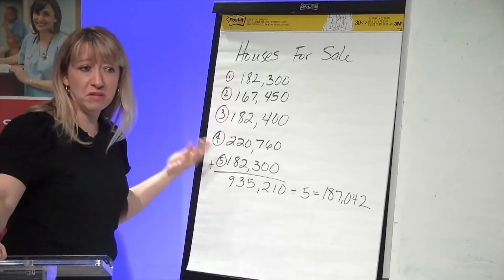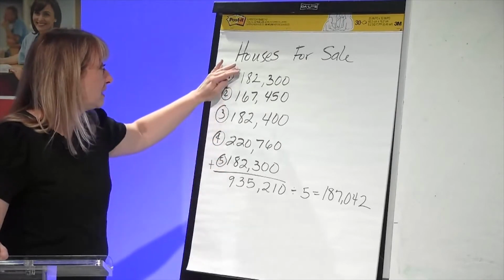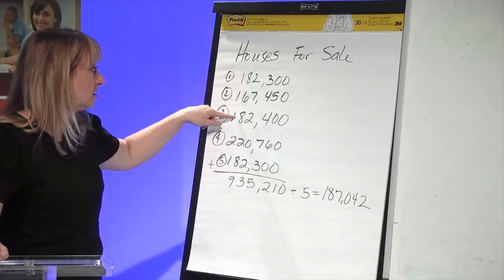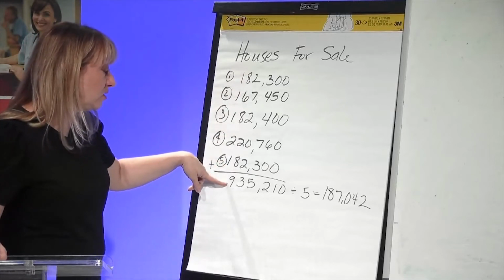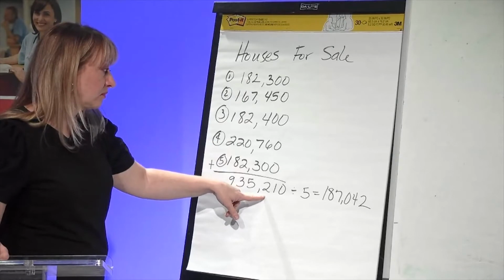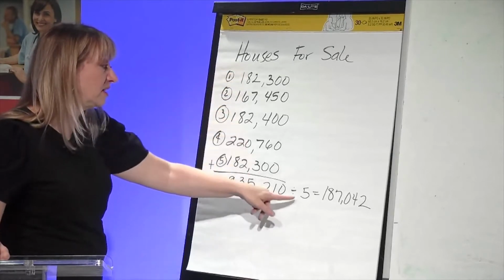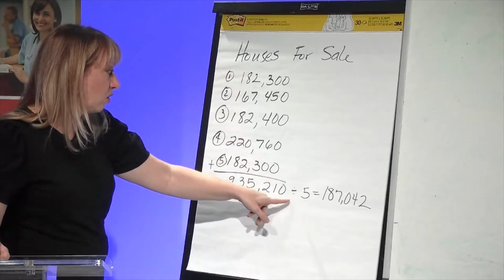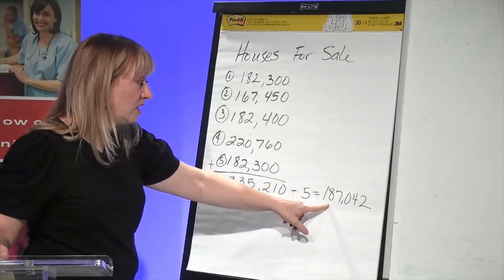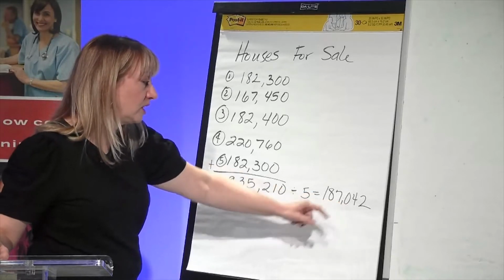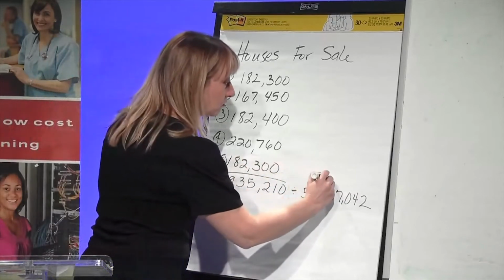If I want to find the mean or the average sale price, I would simply add these up. So you're going to add all 5 numbers, and that comes out to 935,210. Because I have 5 different prices, I'm going to divide by 5. So this number divided by 5 comes out to 187,042. So that's my average or my mean.